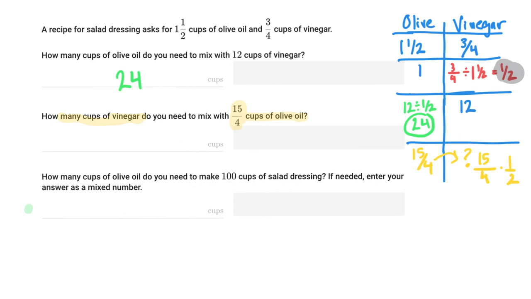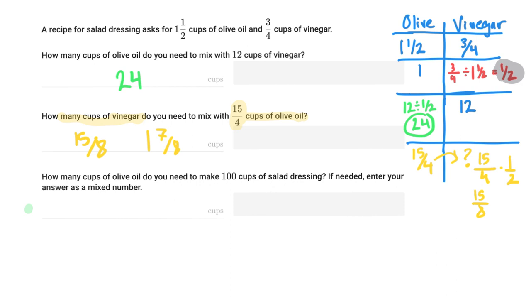and we get 15/8 cup of vinegar. Or if you don't like that weird number, you can say it is 1 7/8 cup.